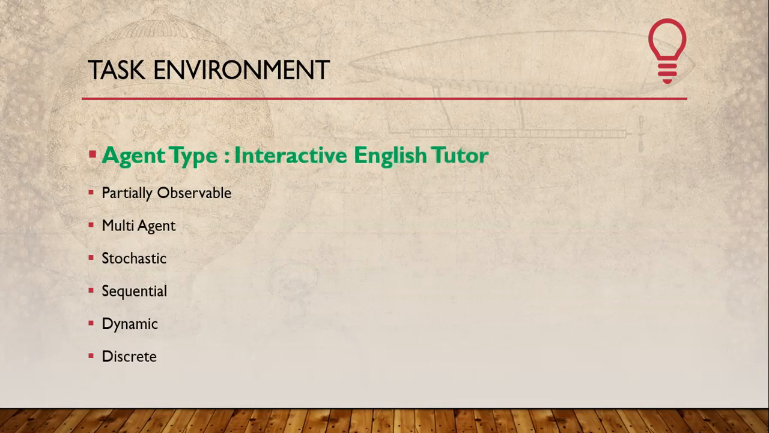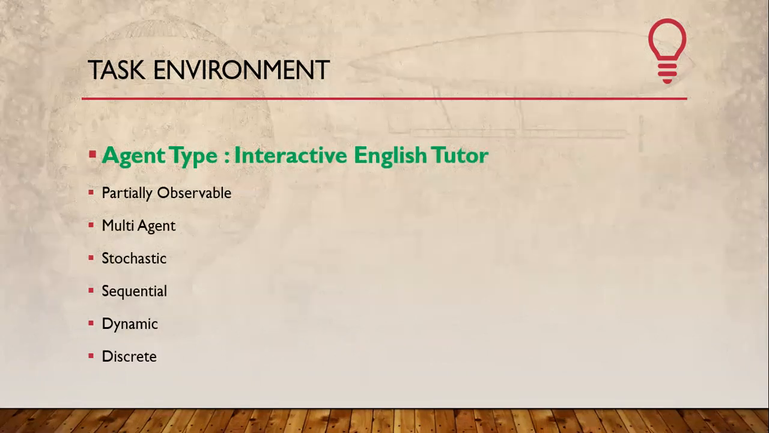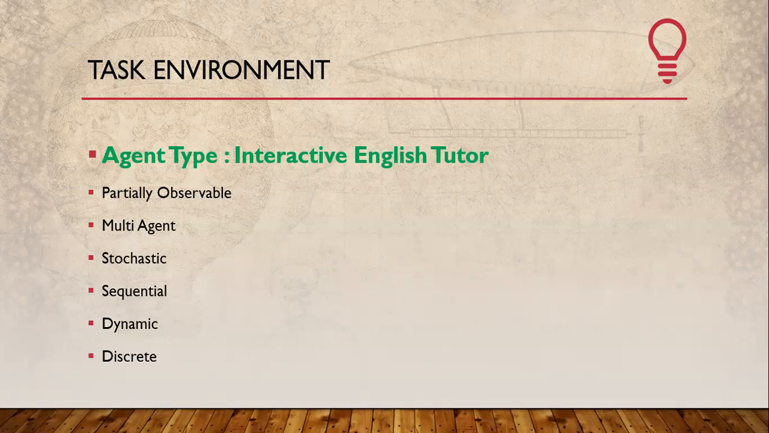Interactive English tutor: partially observable, multi-agent, because the other agent which is going to play a role will be the student. Stochastic, because we are not aware of what kind of questions are going to be asked by the students, or what kind of expectations there will be from the students and how they're going to interact. It will go into stochastic mode.